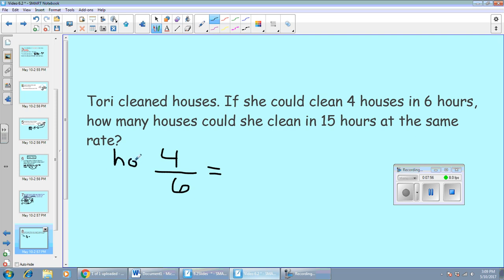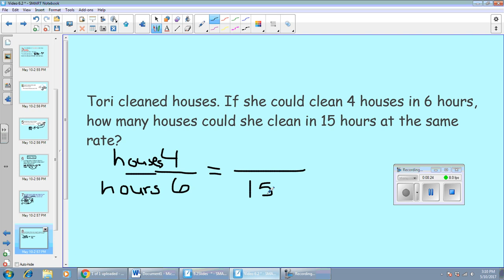So good on Tori. Anyways, if her original rate is 4 houses in 6 hours, and you could actually write houses and then you could put the hours. My handwriting is a little atrocious here. So it's 4 houses in 6 hours. How many houses could she clean in 15? So we have 4 to 6 ratio is what out of 15?